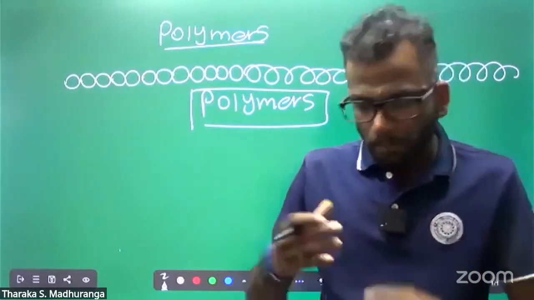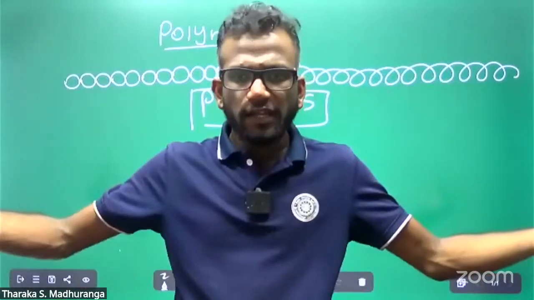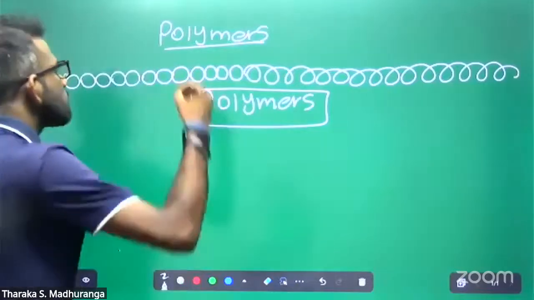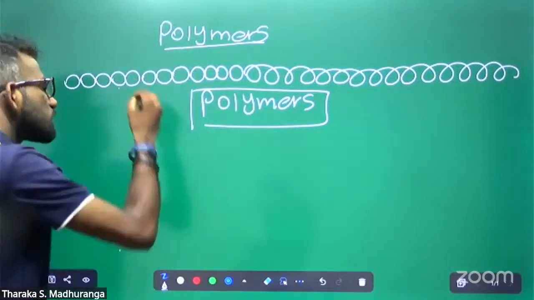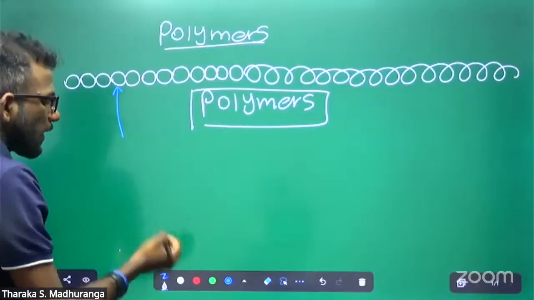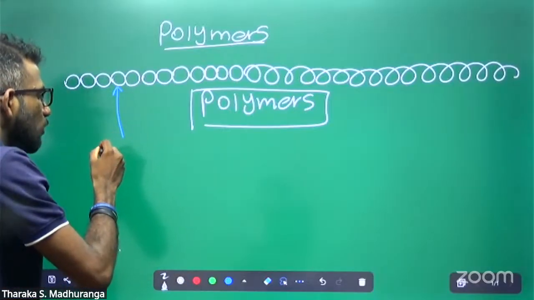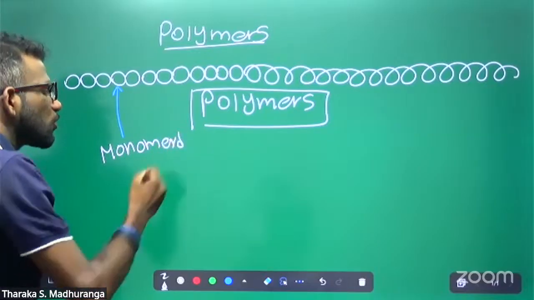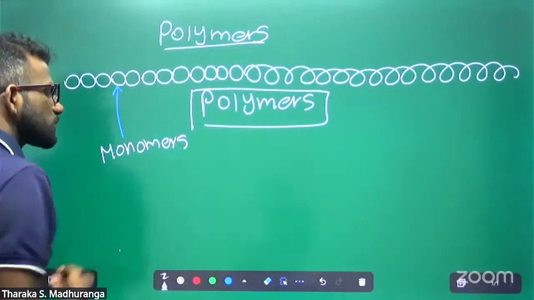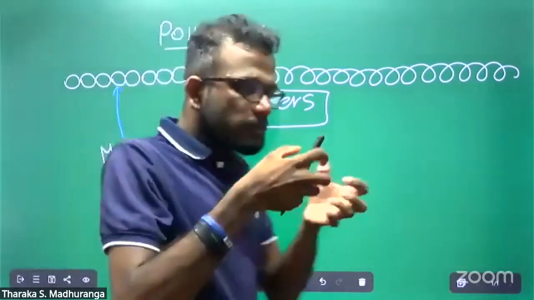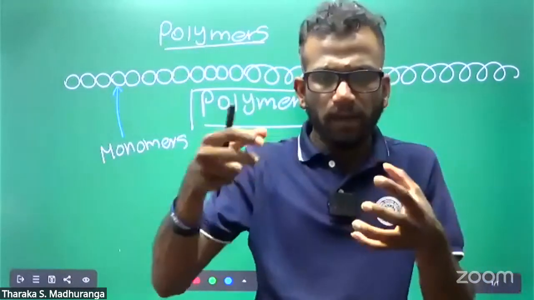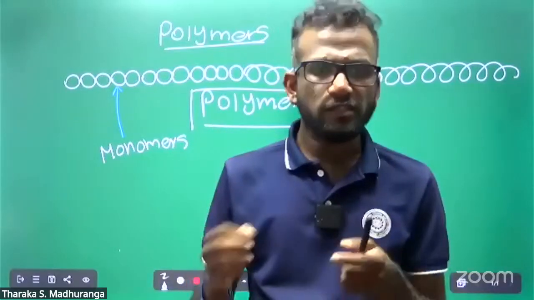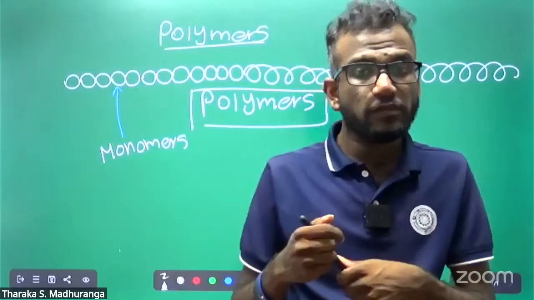I told you the polymer is like a chain. It's a large scale complex structure. To produce a polymer, the small compounds we call monomers. Polymers are produced from monomers. Normally, these monomers combine with each other and produce a complex structure that we call a polymer. These monomers converting into a polymer we call polymerization.